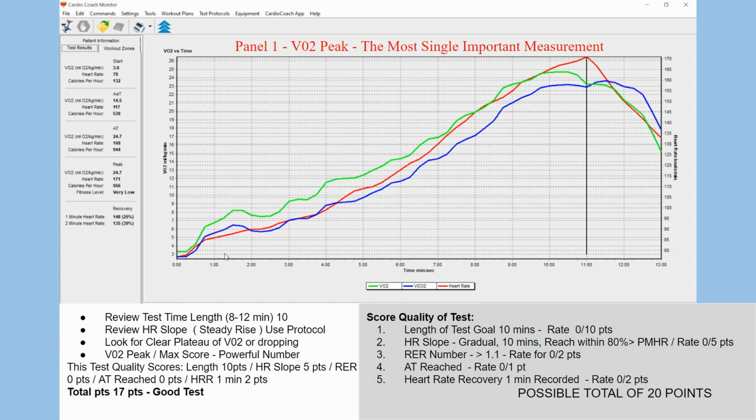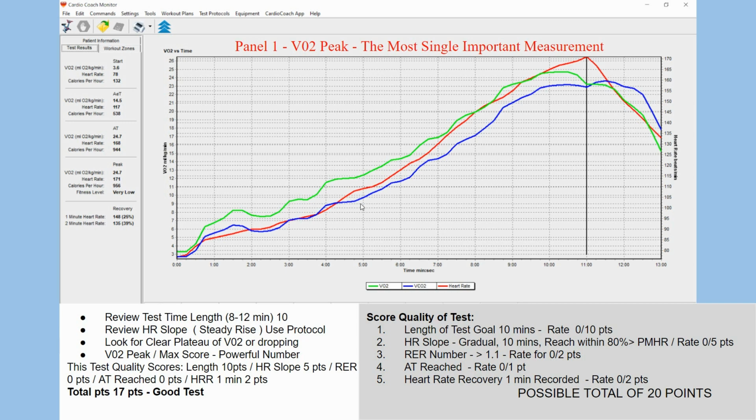The very first one is the length of the test. Korr recommends between 8 and 12 minutes because there is a certain amount of data that needs to be collected so that it can make it accurate. And so this test goes all the way until we see the black line, which is a marker of the end of the test. We see the test is 11 minutes. So the very first goal here is to get a test that's at least 10 minutes, and that's what we aim for. So on the left side, I scored this test. I gave it all 10 points because the length is good.